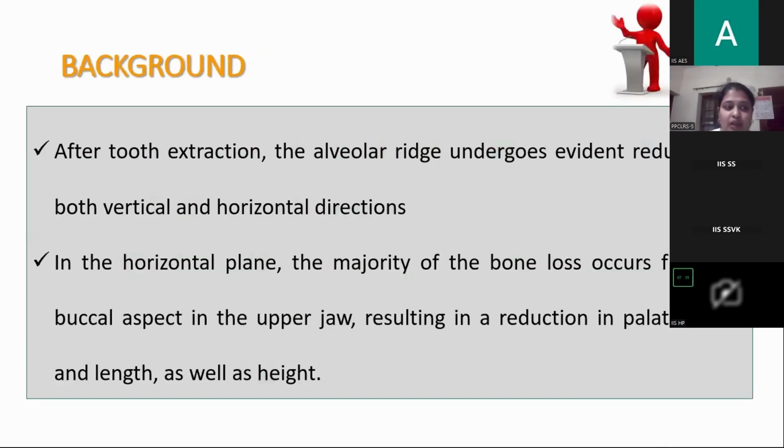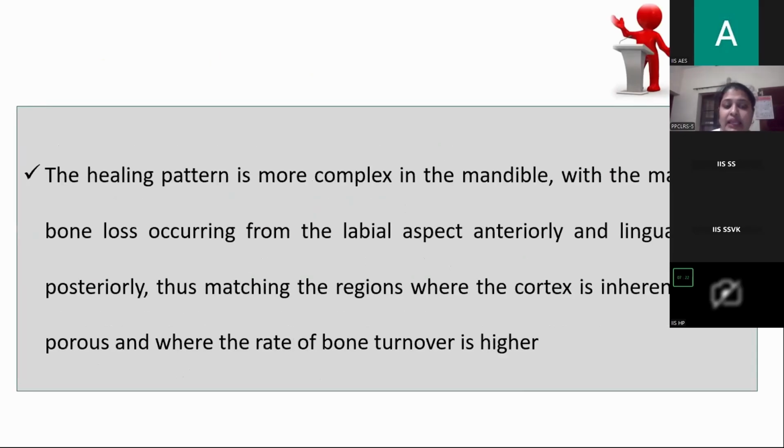So coming to background, after tooth extraction, the alveolar ridge undergoes evident reduction both vertically and horizontally. In the horizontal plane, the majority of the bone loss occurs in the buccal aspect in the upper jaw as well as in the lower jaw, resulting in the reduction along the palatal aspect in length as well as height. In the mandible, the bone loss occurs from the labial aspect anteriorly and the lingual aspect posteriorly, thus matching the regions where the cortex is inherently porous and where the rate of bone turnover is higher.